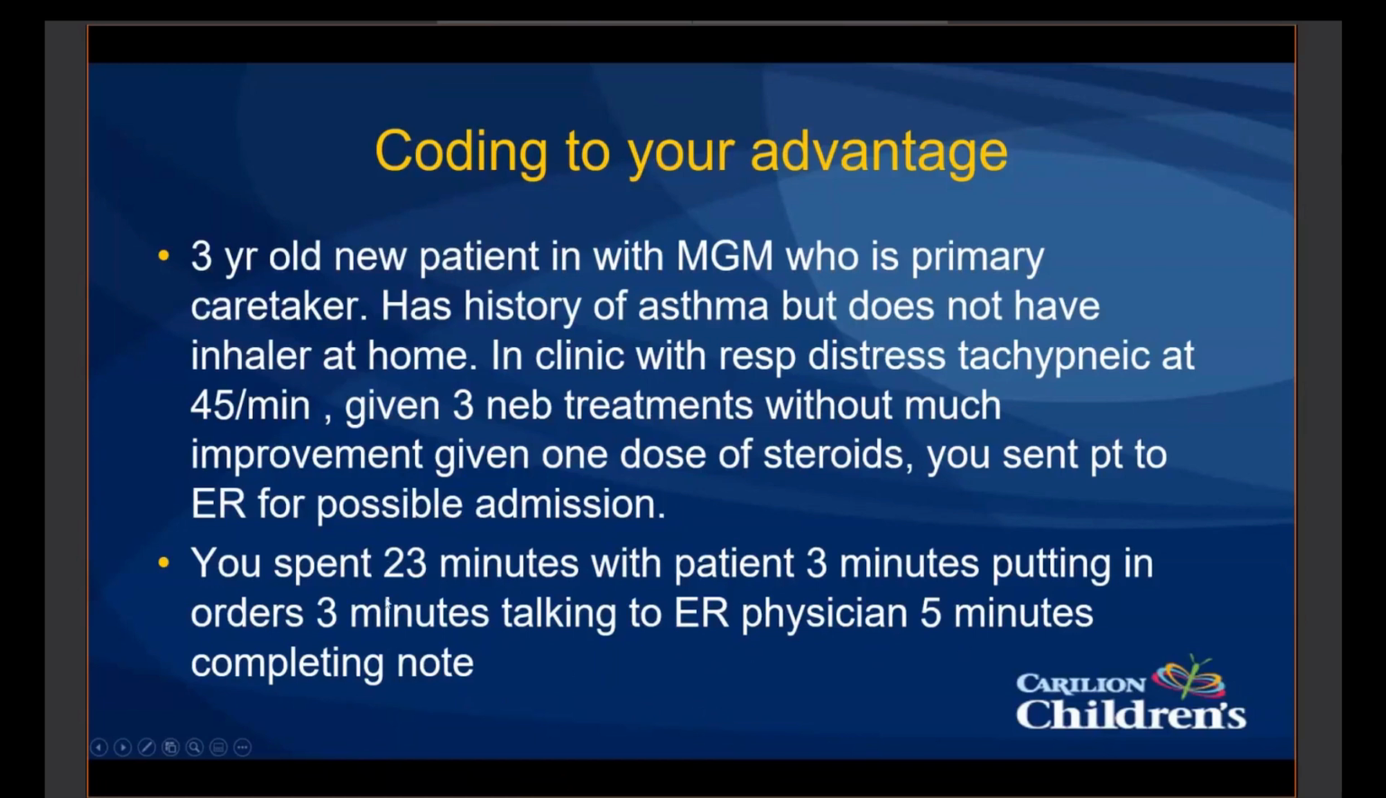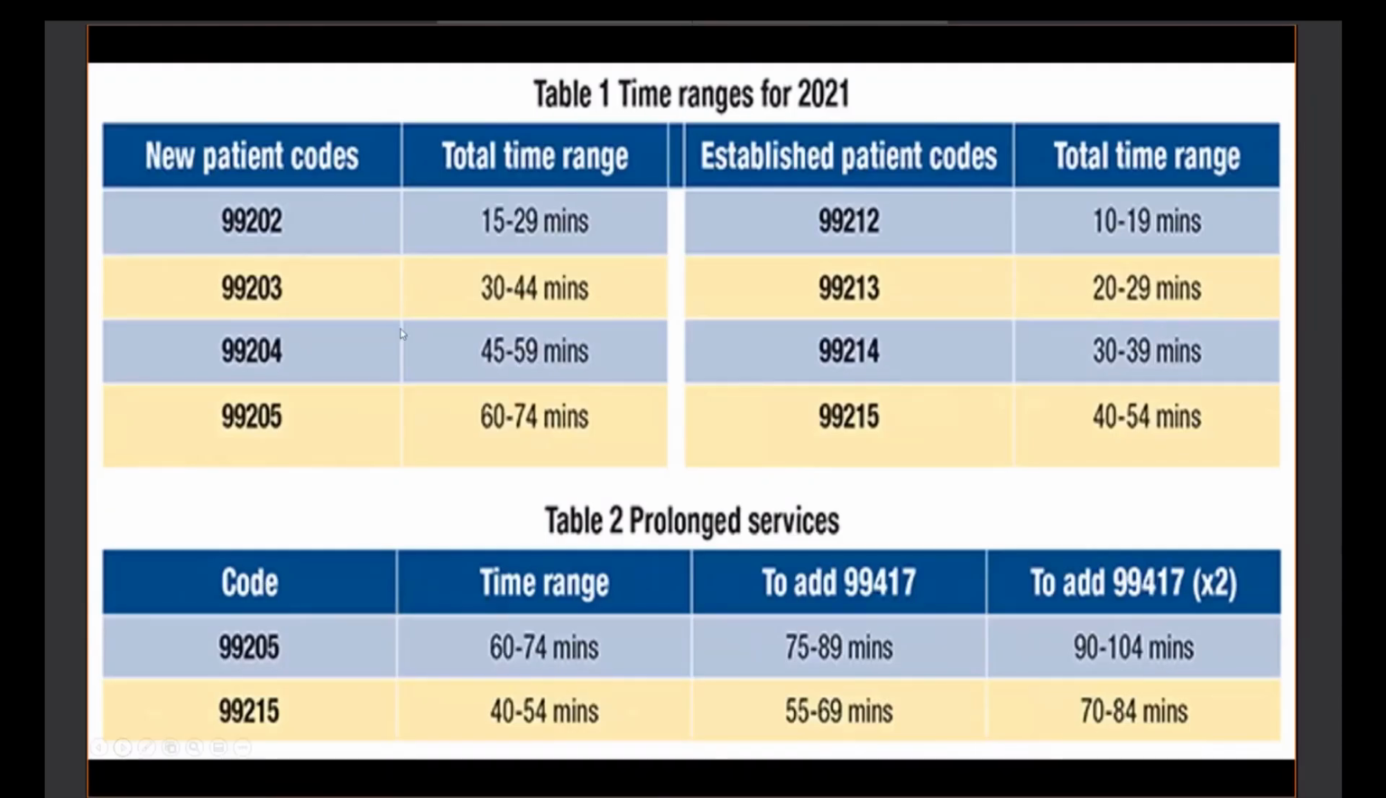If you are coding with time, 34 minutes, the max that you could do would be a 99214. Or, oh, actually 99203, because with time for a new patient, it's 99203. So clearly, coding by MDM in this case would be to your advantage. All right, you got that?